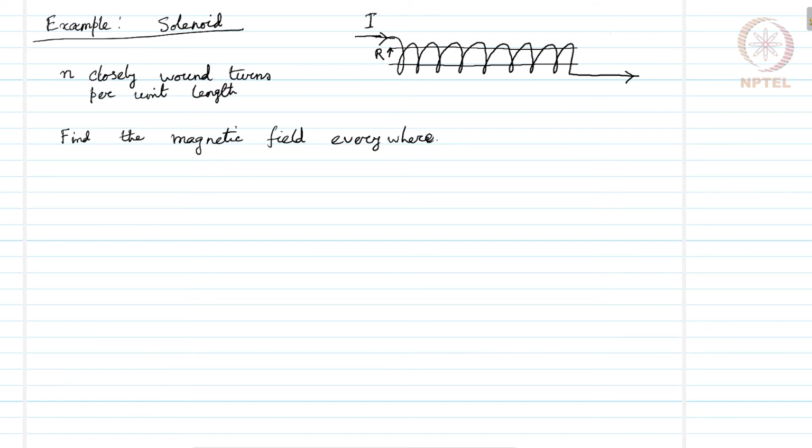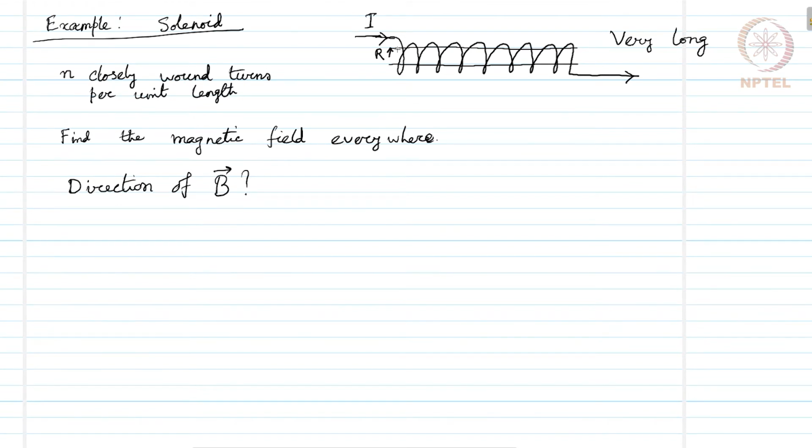So, our solenoid is very long. That means we will assume that it extends to infinity for every practical purpose. What would be the direction of the magnetic field? Would it have any radial component? Our current is flowing along the phi direction in the cylindrical coordinate system. So, can it have a radial component?